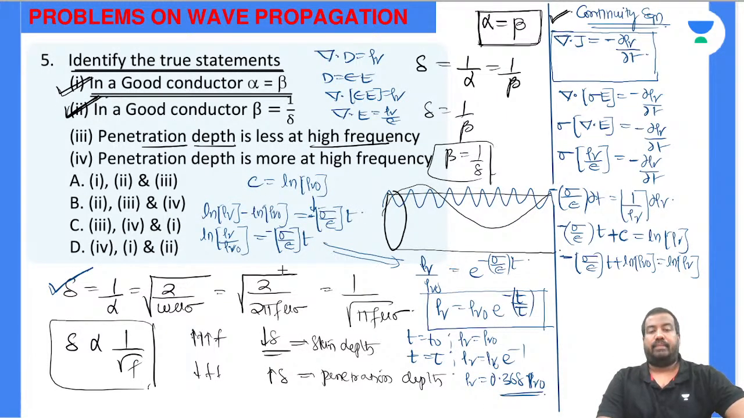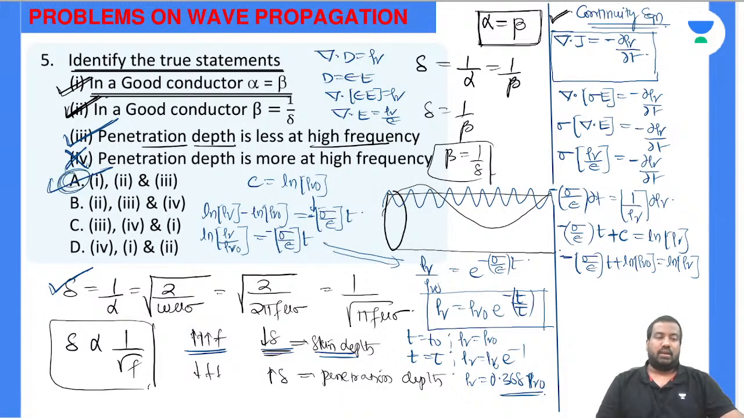So now, penetration depth is less at high frequency. At higher frequencies, the penetration depth is less, which is also called skin depth. True. Penetration depth is more at high frequency? No, it is very less. This is wrong. This is true. Option A is the answer. Of course, the answer is very simple.